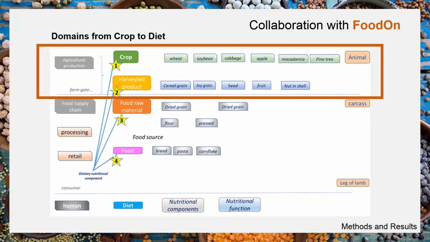Also, because the CDNO is representing knowledge from crop to diet, it requires not only the reuse of chemical entities from ChEBI, but the reuse of other existing ontology terms. For this reason, we are providing concepts that can be adopted by FoodOn, representing knowledge related to harvested products. So for example, we can say that cereal grain is harvested from wheat, or a soy grain harvested from soybean. At the moment, 58 terminologies related to crops with their harvested products are being integrated by the FoodOn team.